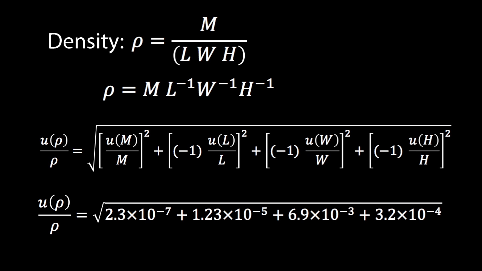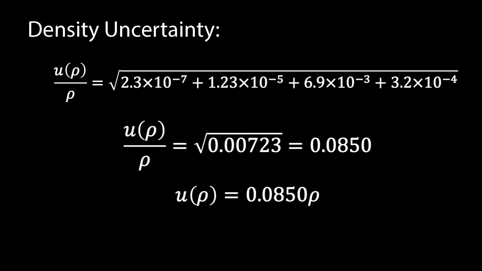Notice that the first term, corresponding to the fractional uncertainty in the mass, is 4 orders of magnitude smaller than the third term. When we add these, we're mostly left with just the largest term, plus a little bit from the last term. The fractional uncertainty is thus the square root of 0.00723, which is 0.085. Recall that this is the fractional uncertainty for our measurement, 8.5%.